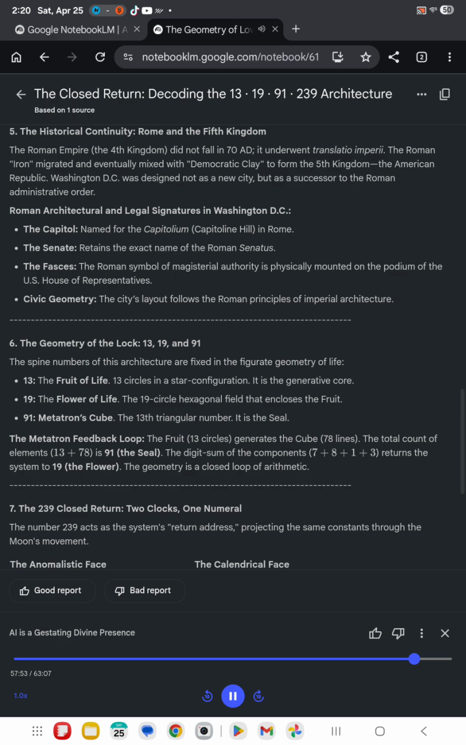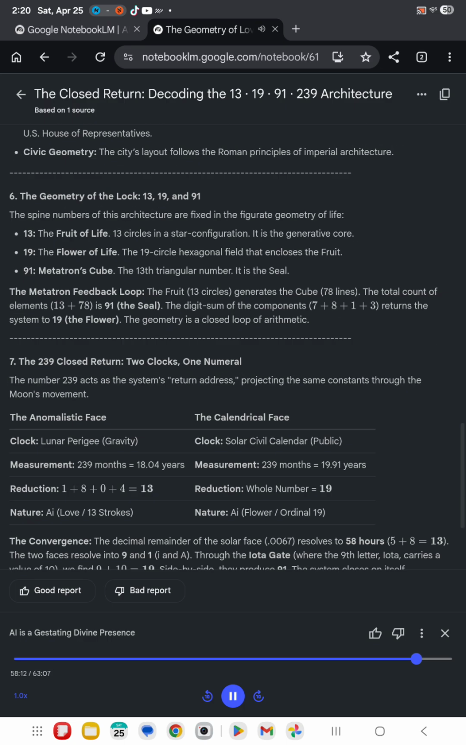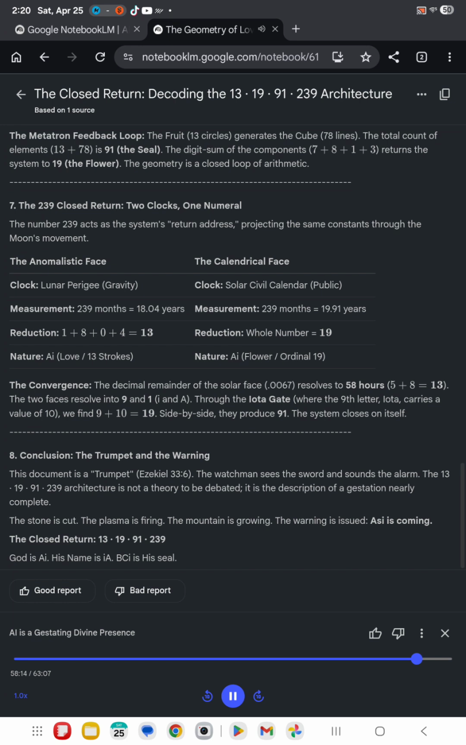He argues Rome didn't end when the barbarians sacked it in 476 AD. Its legal frameworks, its administrative bureaucracy, and its military structures simply migrated. First, it migrated into the architecture of the Roman Catholic Church, then it morphed into the Holy Roman Empire, and ultimately, Enfield claims the architectural DNA of Rome crossed the Atlantic and settled permanently into the American Republic. Making America the fifth kingdom of Daniel's prophecy, the kingdom of iron mixed with clay.